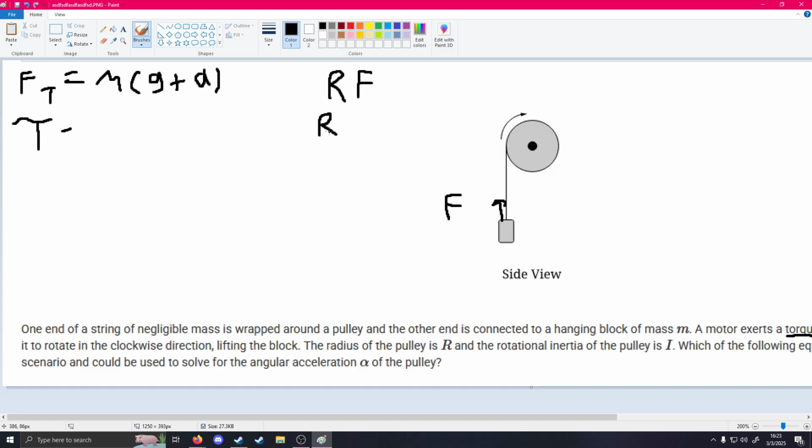Oh my god, my can of Monster is screaming at me. So it's r, and then our F is right here, isn't it? So for no particular reason, it's totally not in one of the answer choices, we're going to rewrite this as m times g plus a, times r. Okay, so that's our torque for Ft. So now we have t minus m times g plus a times r.